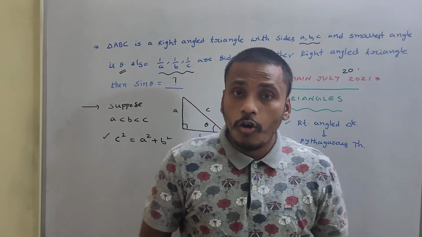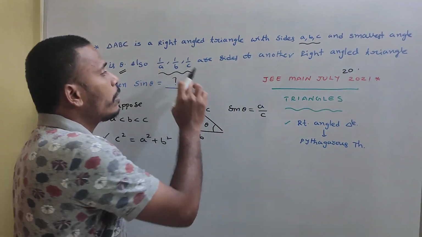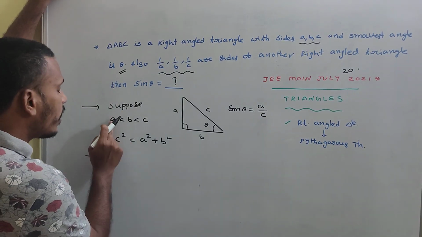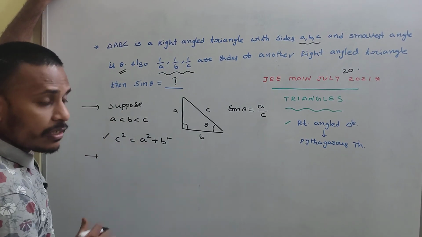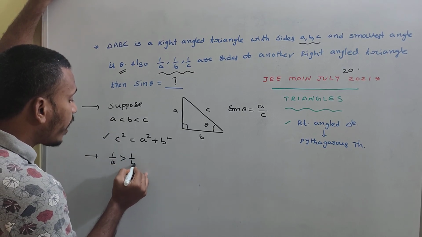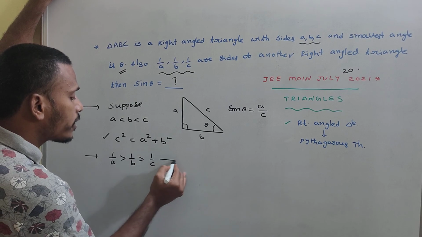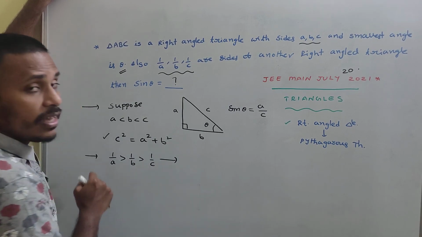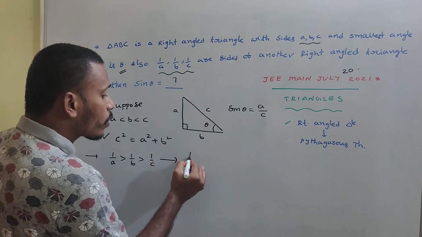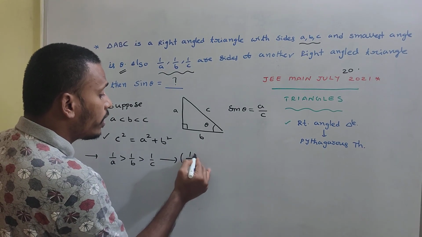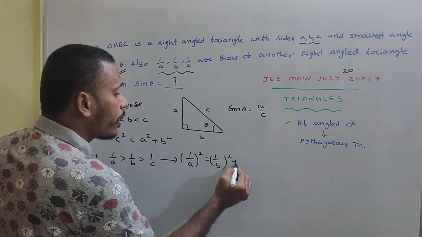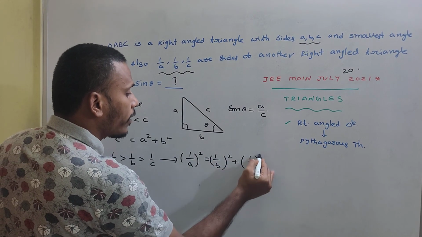The next idea of the problem is that 1 by a, 1 by b, 1 by c are sides of another right angle triangle. Since a is less than b is less than c, one thing is very clear: 1 by a is greater than 1 by b is greater than 1 by c. So among these three, 1 by a is the greatest, and since these three are forming a right angle triangle, the square of the greatest one, that means (1 by a) square, is equal to (1 by b) square plus (1 by c) square.